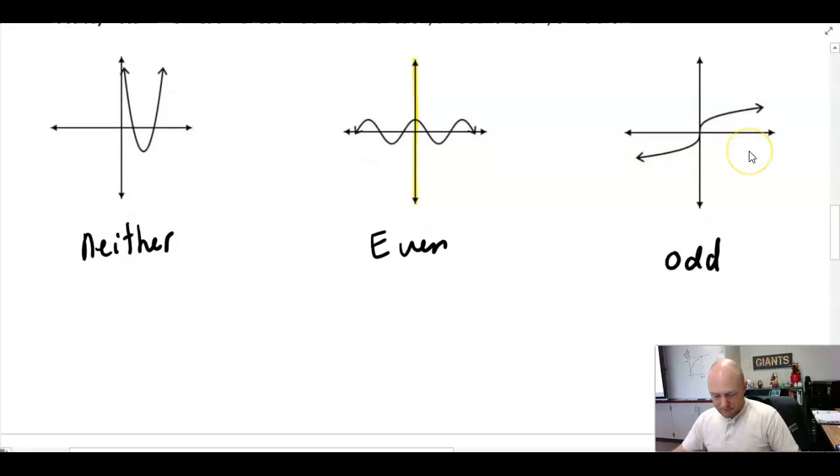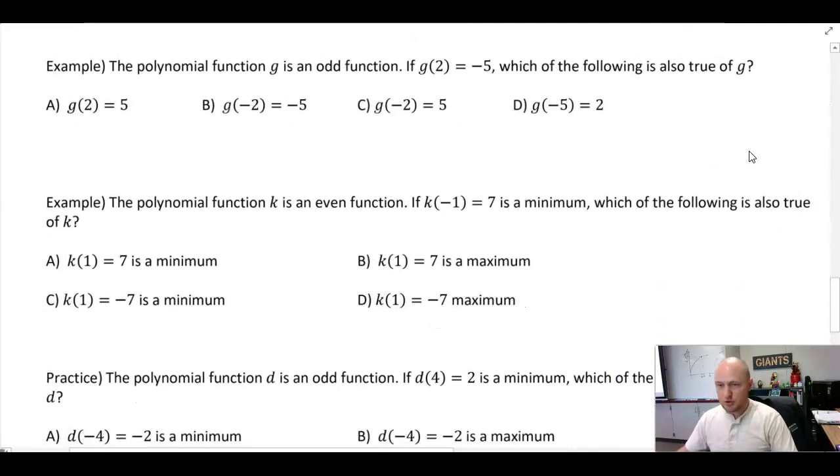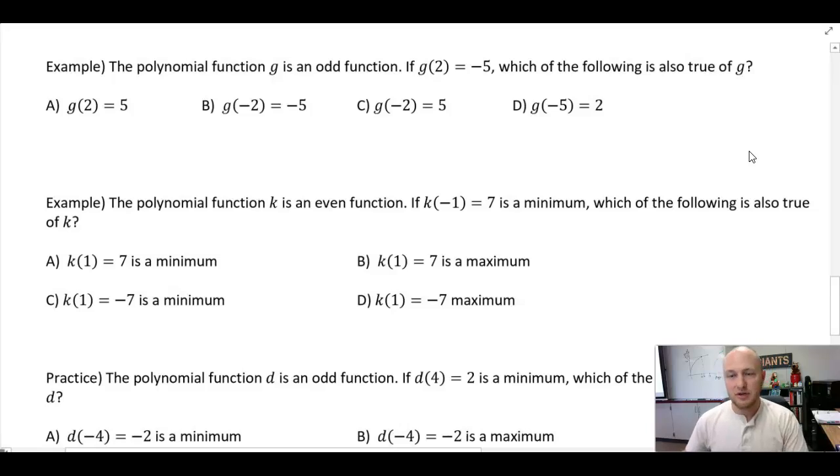All right. Let's go ahead and look at some example multiple choice questions that the AP Precalculus exam loves to ask. They say, the polynomial function g is an odd function. If g of 2 equals -5, which of the following is also true of g? So they give us some information, and for these problems, I love to go ahead and just make a sketch. I just love to give a visual representation.